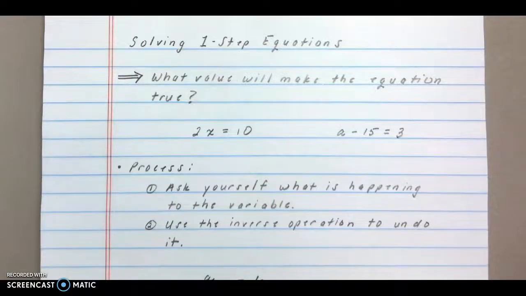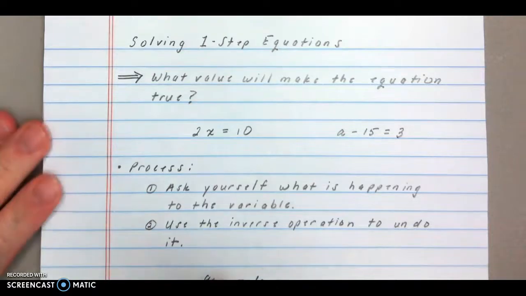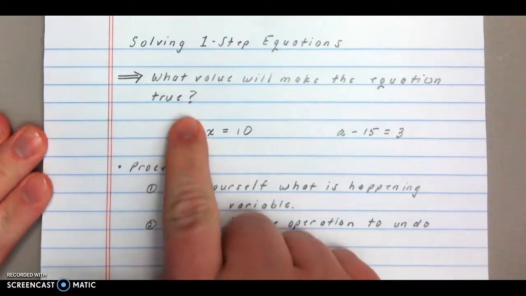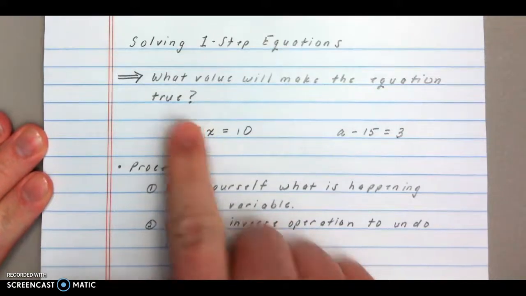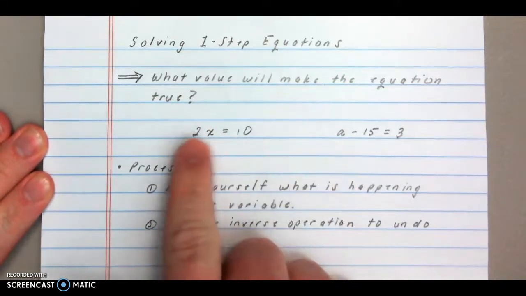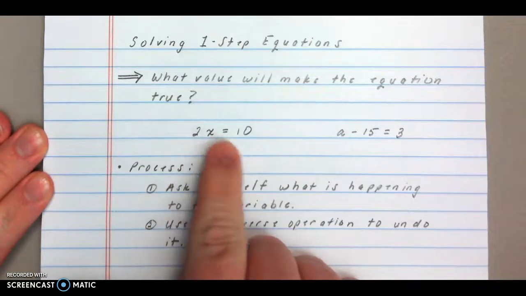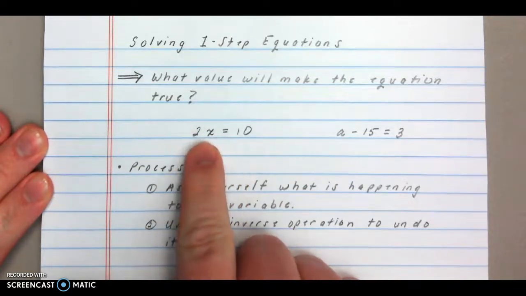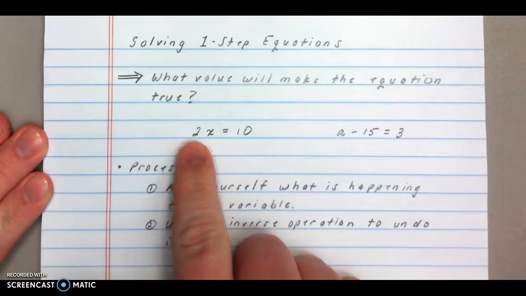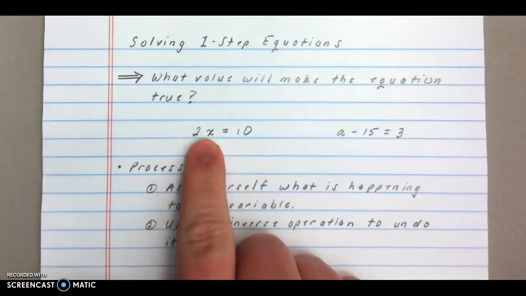Mr. Metelsky here, and this video will be about solving one-step equations. So when you're trying to solve one-step equations, you're trying really to answer this question: what value will make the equation true? So I have two examples here. First one is 2x equals 10. So this means 2 times x, or 2 times some mystery number, is equal to 10.